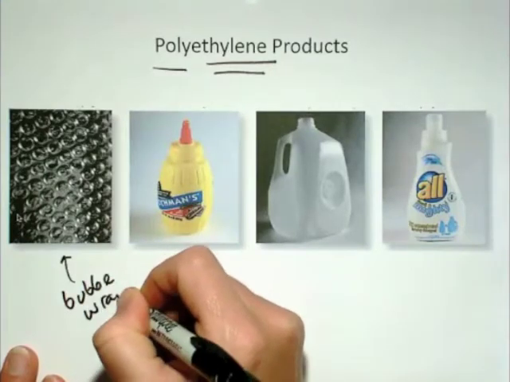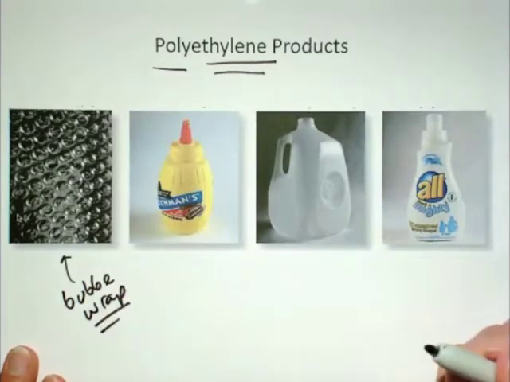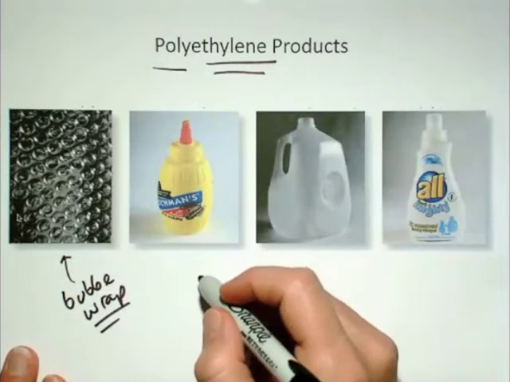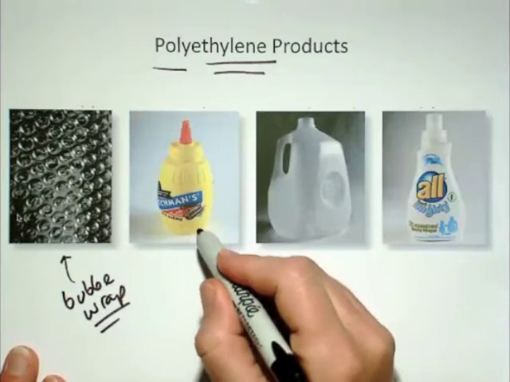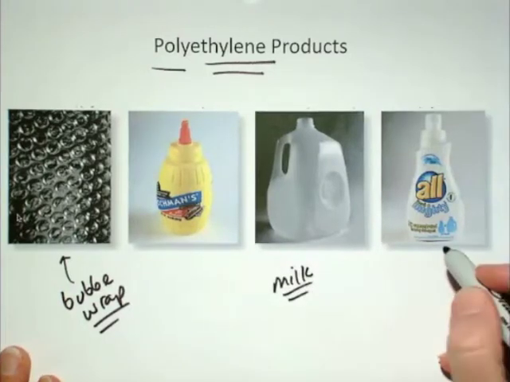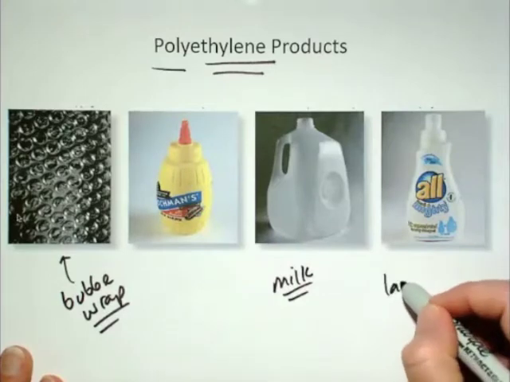But anyway, some common products that are made from polyethylene are bubble wrap, and also just plastic wrap that you would wrap leftovers in. This is obviously a mustard container, a milk jug. Milk jugs are made of polyethylene, and this is a laundry detergent.